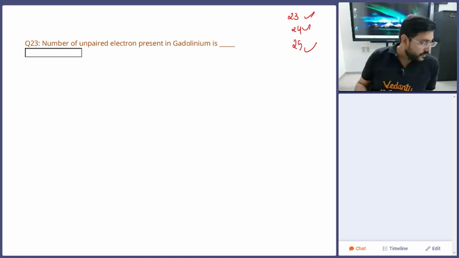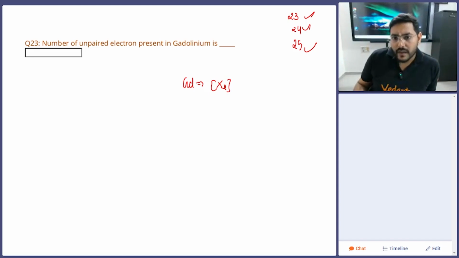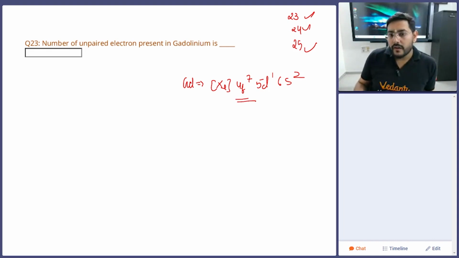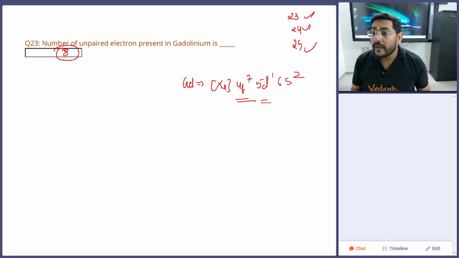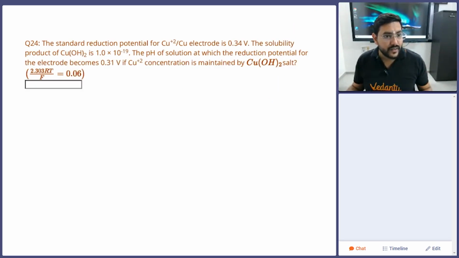Now, gadolinium, Gd, has the configuration of xenon 4f7, 5d1, and 6s2. So 7 unpaired electrons and 1 unpaired electron. So can I say that a total of 8 unpaired electrons are there? Yes or no? How many unpaired electrons are there? Total 8 unpaired electrons are there. That's simple. Now, moving towards the next part, the 24th.